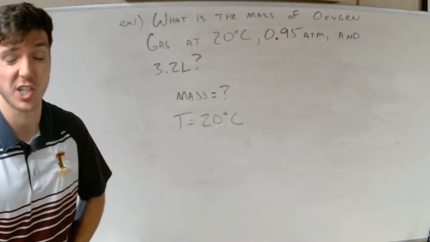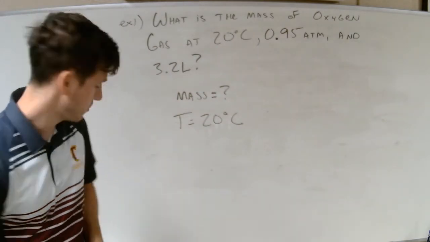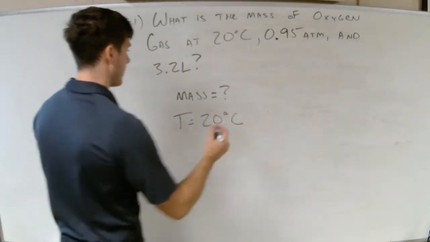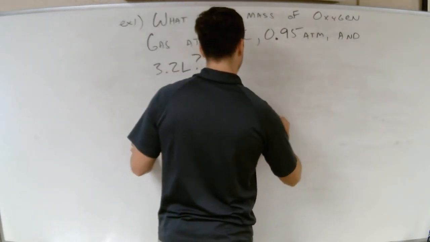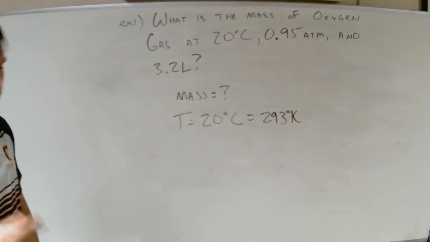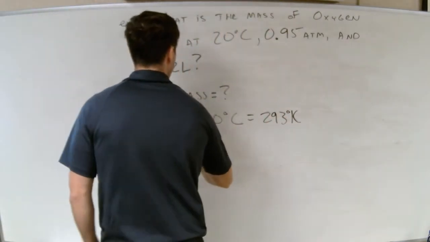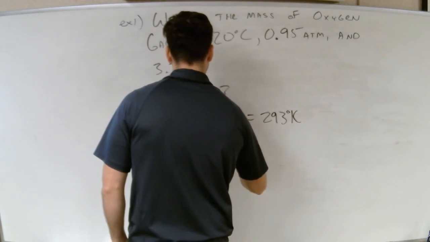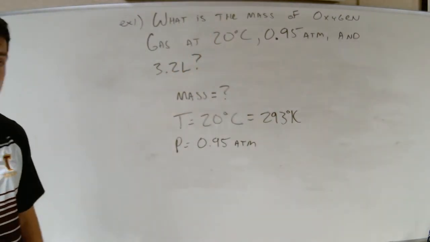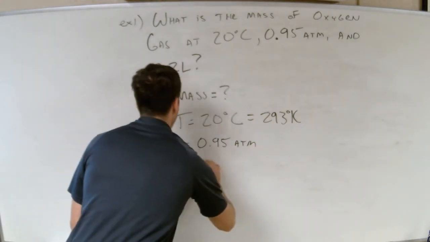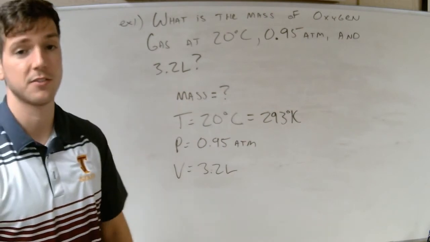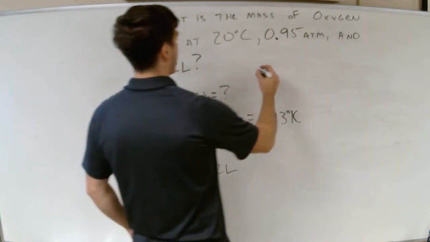Let's just go ahead and change that to what we need to change it to, which is Kelvin. So let's add 273 to that guy, which would make it 293 degrees Kelvin. Cool. Pressure they gave us, which is 0.95 atm. And they gave us volume, which is in the right units, which is 3.2 liters. Okay? So, again, we'll start out with our ideal gas law, and we'll go from there.